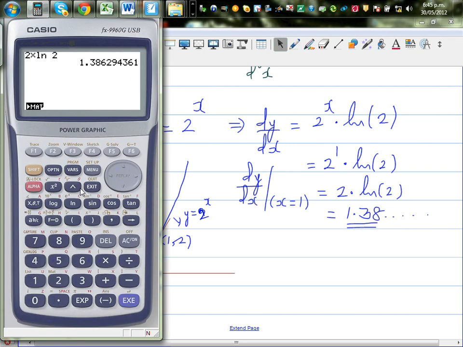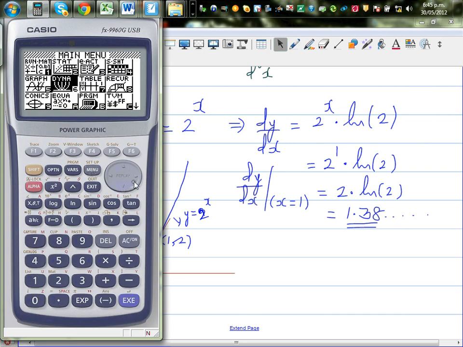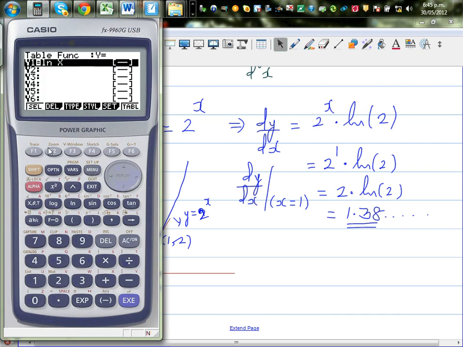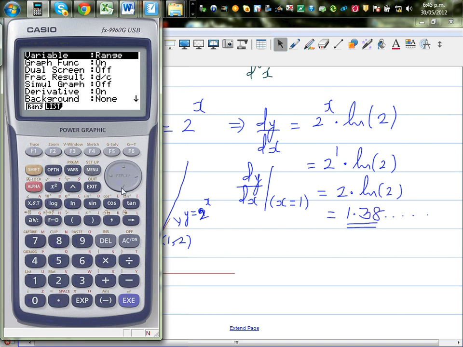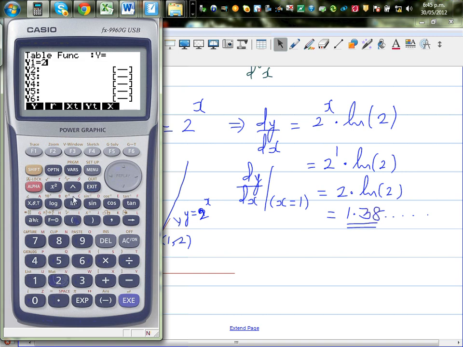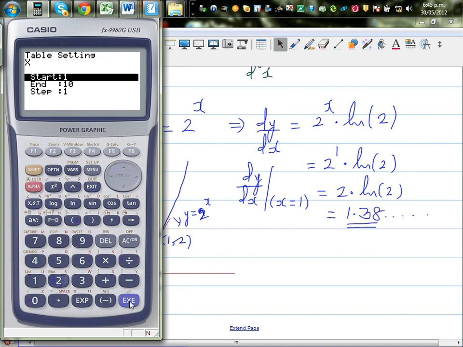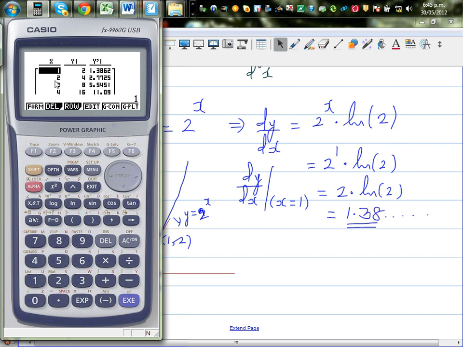So let's check that on a calculator. Go to table, and type in 2 raised to x. The only thing you have to do on a graphic calculator is make sure your derivative is on. At 1, you can see the value of the function is 2, and the derivative is 1.386, and that's what we got.